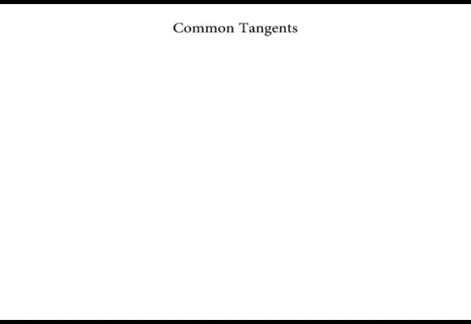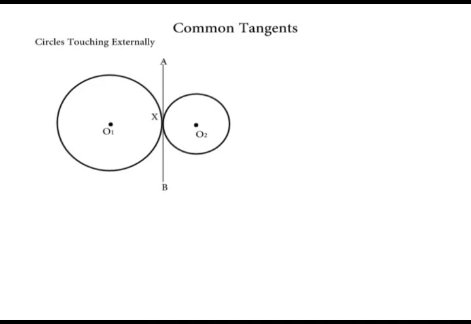Next, common tangents. And we start with circles touching externally. In this diagram, two circles with centers O1 and O2 touch externally at X. AB is a common tangent to both circles. The line joining their centers passes through the point of contact. Also, the distance between their centers is equal to the sum of their radii. That is, O1O2 is equal to O1X plus XO2.